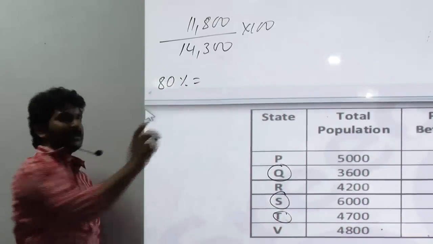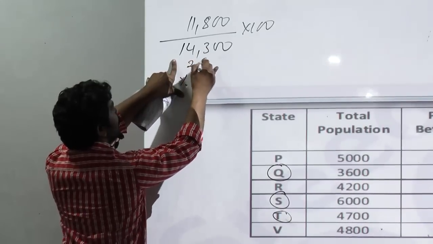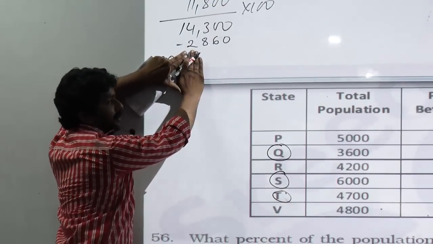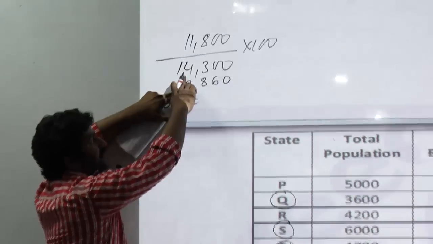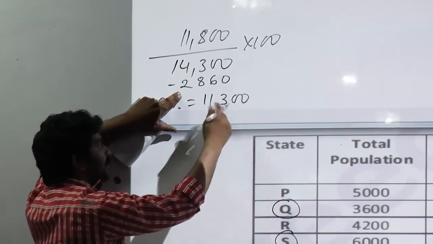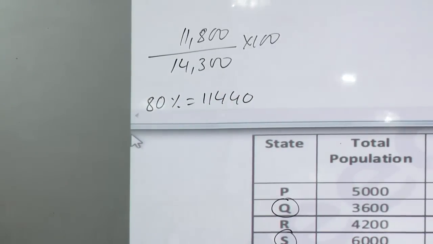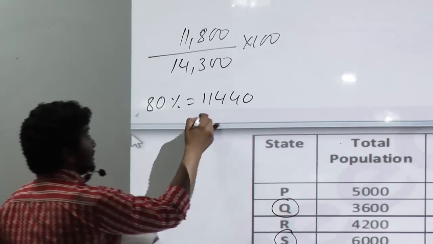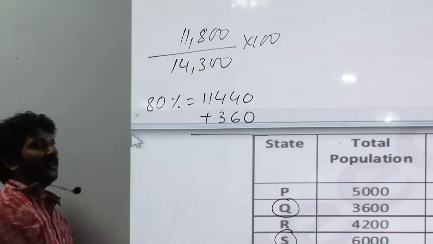Denominator minus 20%. 10% is 1430. 20% is 2860. Instead of 2860, I'll subtract 3000 and then I will add 140. Is that okay? If I subtract 3000 from this, you'll have 11,300 and then add 140 to this, 440. So 80% is 11,440. But your numerator is 11,800. Still you need to add 360 to make it 11,800.